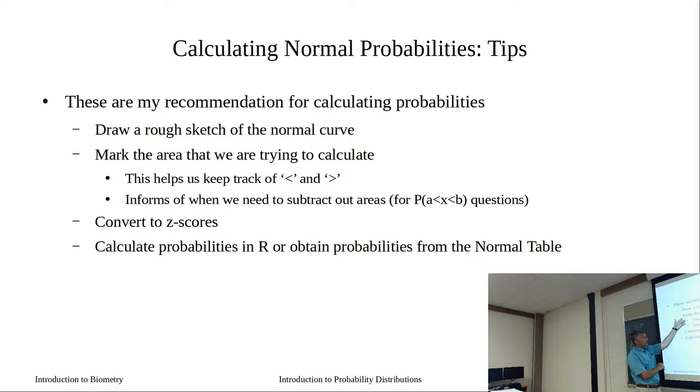Next thing, once we have the area and we know what we're looking for, then we generate our z-scores. In R, we don't have to do this. We let R do it for us. All right, and then once we have our probabilities, you can compare them to what R gives you, or if you calculated them in R, just report those. Those will work. All right. So, big one: that rough sketch of the normal curve will definitely come in handy.